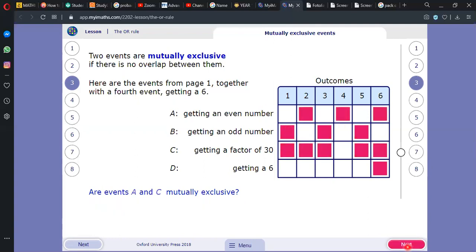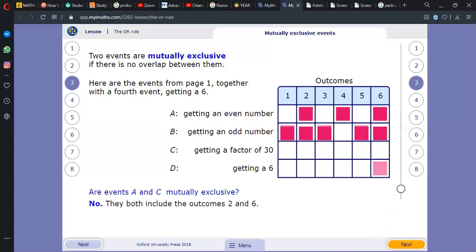Okay, let's proceed. Events A and C. This is A, 2, 4, 6, and this is C, 1, 2, 3, 5, 6. Wow. Okay, do you have anything common? Yes, 2 is common to A and C. 2 is common. 6 is also common. So for that case, the answer is definitely a no. They both include outcomes 2 and 6. So that means you simply say that they are not mutually exclusive. Two events that are mutually exclusive must not have a common outcome.